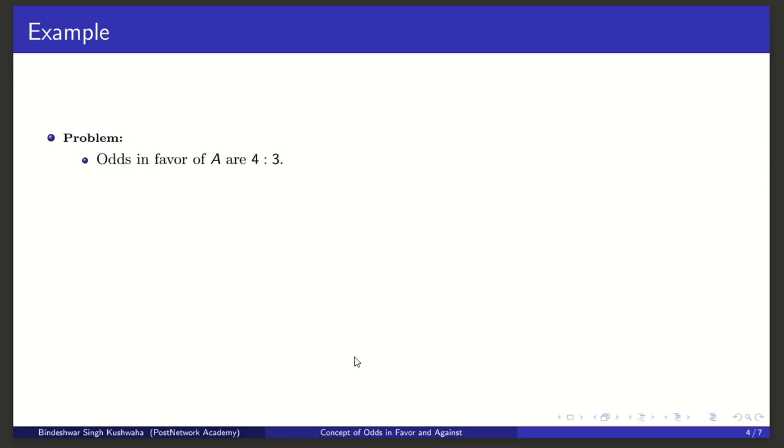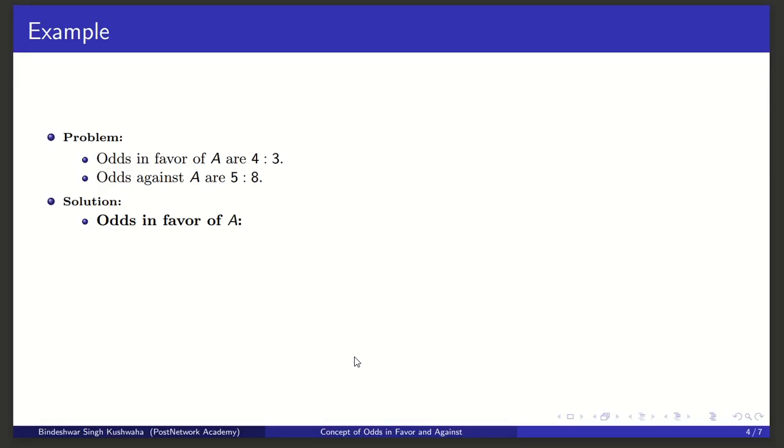Now let us see another. Odds in favor of A are 4 ratio 3, and odds against A are 5 ratio 8. So see that here, for odds in favor of A, m is equal to 4, so the value of n would be 7.